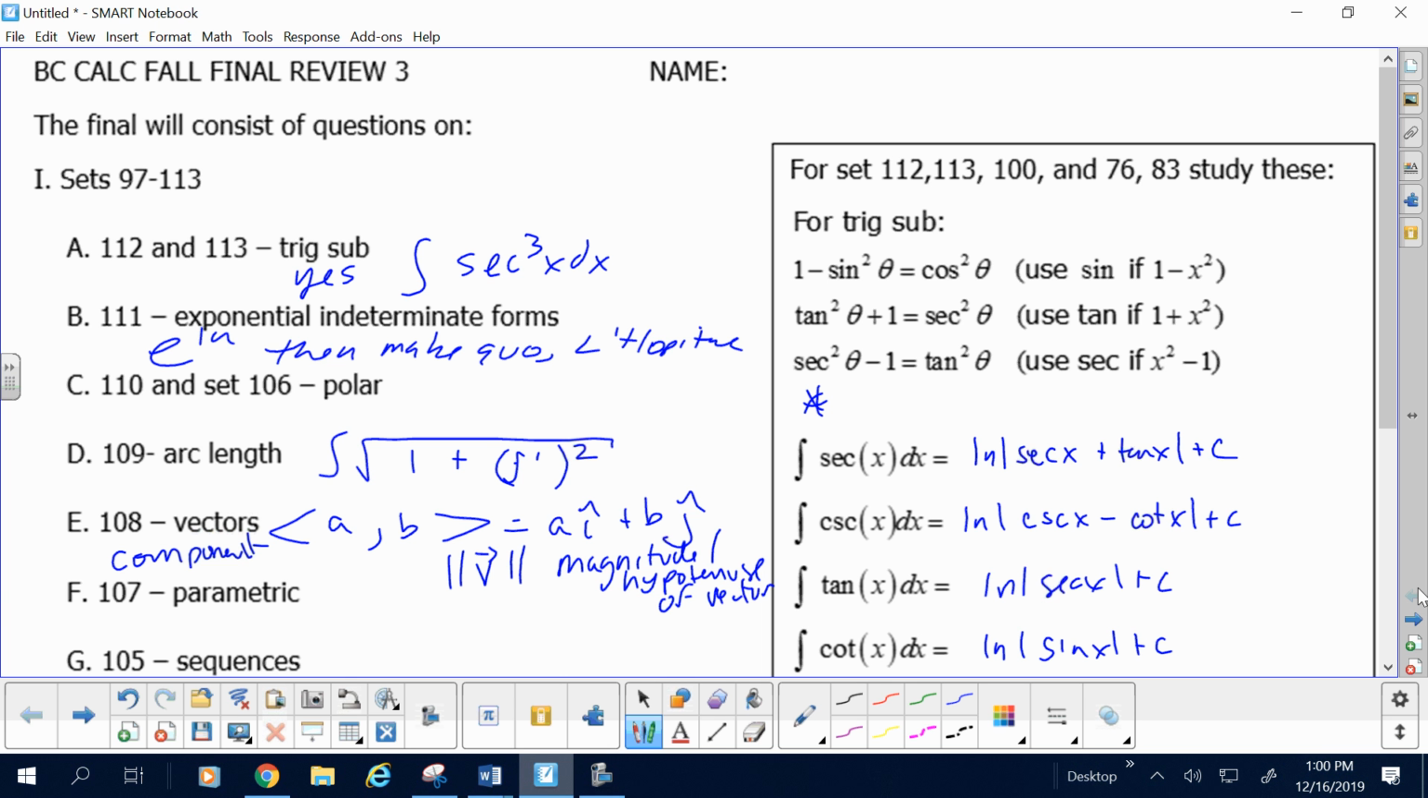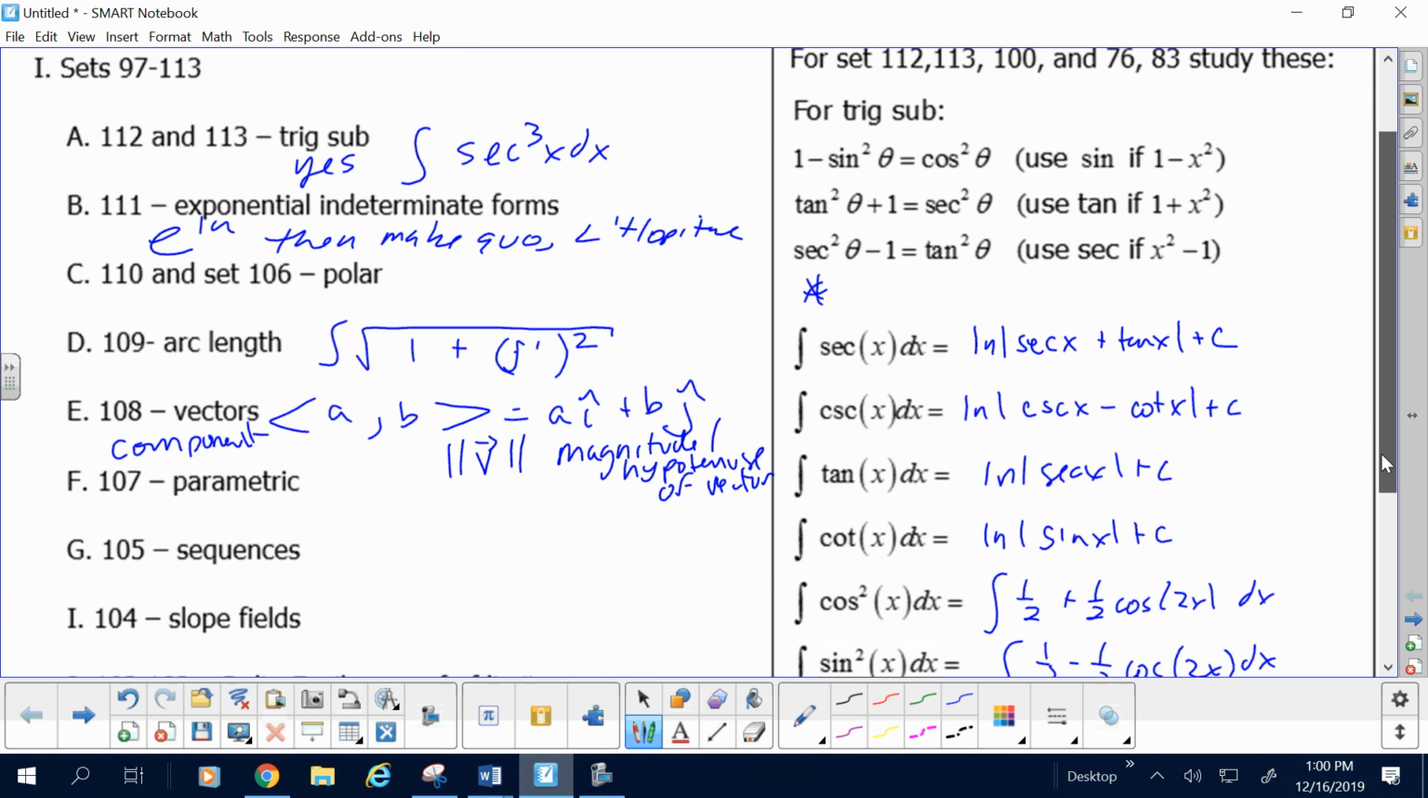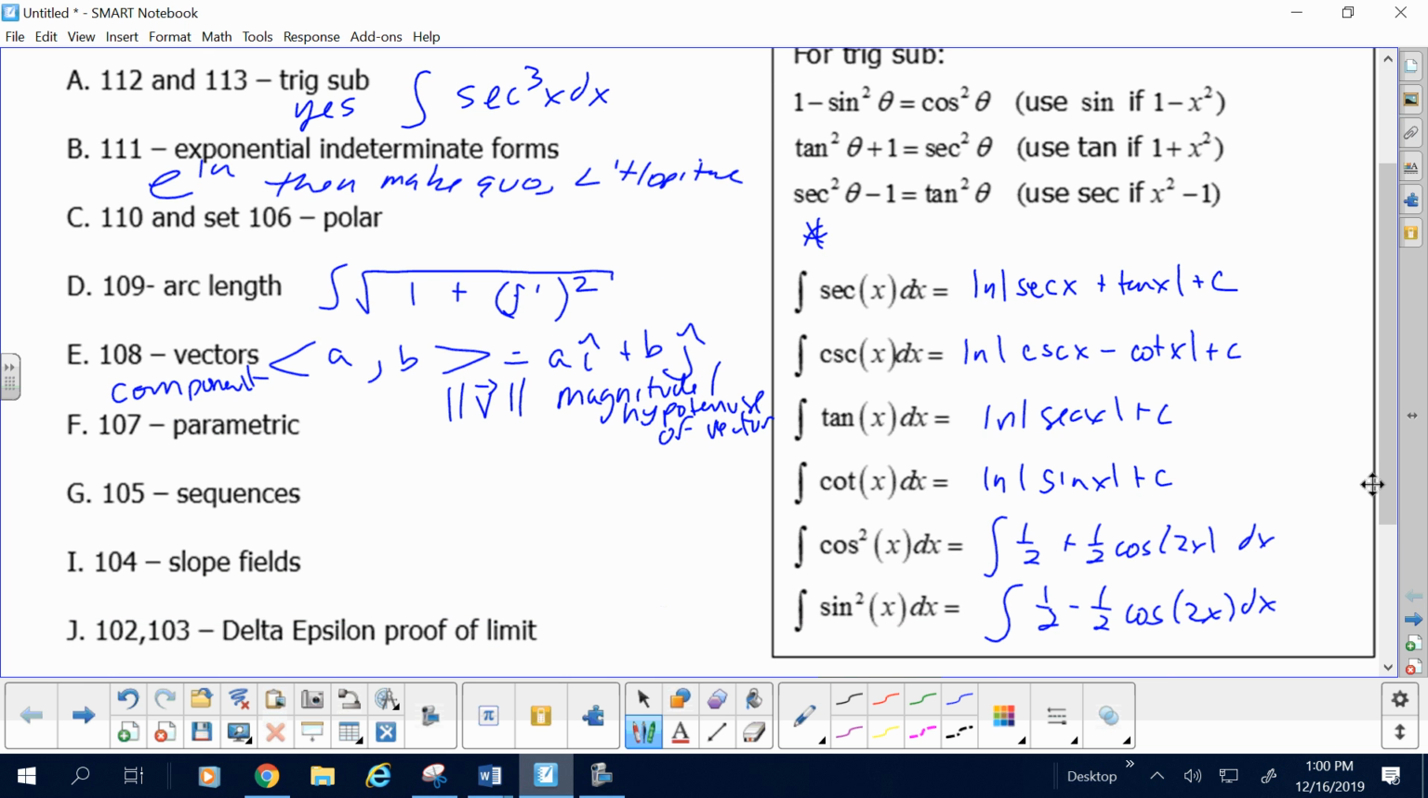You follow? Okay, parametric. Parametric, you need to be able to do trig or algebraic. Trig, you eliminate the parameter by using an identity. Algebraic, you use substitution. Please, I beg you, don't forget the domain. Also a common mistake on the homework I was seeing. When you eliminate the parameter, you must include domain restrictions.